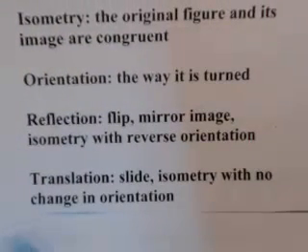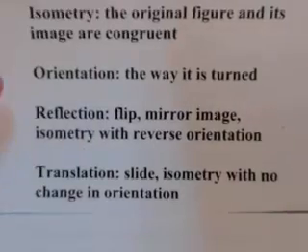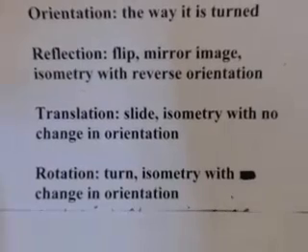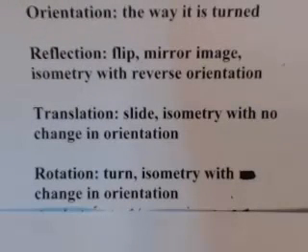We use the word translation to mean a slide. It is an isometry with no change in orientation. We use rotation to mean a turn. It is an isometry, meaning it's congruent. However, it does change its orientation.